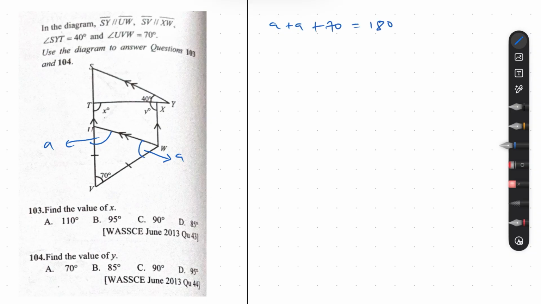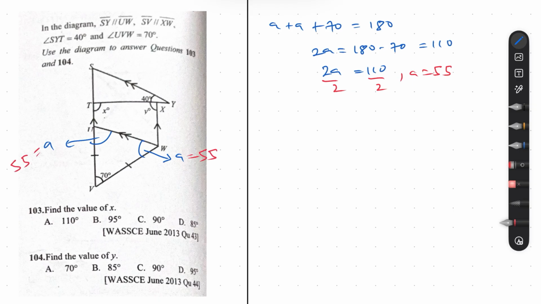180. So 2A is equal to 180 minus 70, which is 110. So we have 2A equals 110. We divide both sides by 2, and we find our A to be what? 55. So A here is what? 55. And A here is also what? 55.